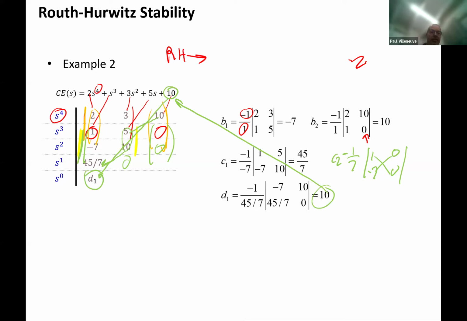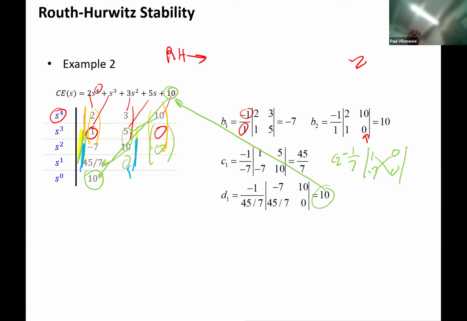So let's solve for D1. So change our color. We'll go to blue here. I need the determinant of this. Notice I stuffed in the 0 there just to make it a complete matrix. And I just end up with my 10. So stuffing that in.